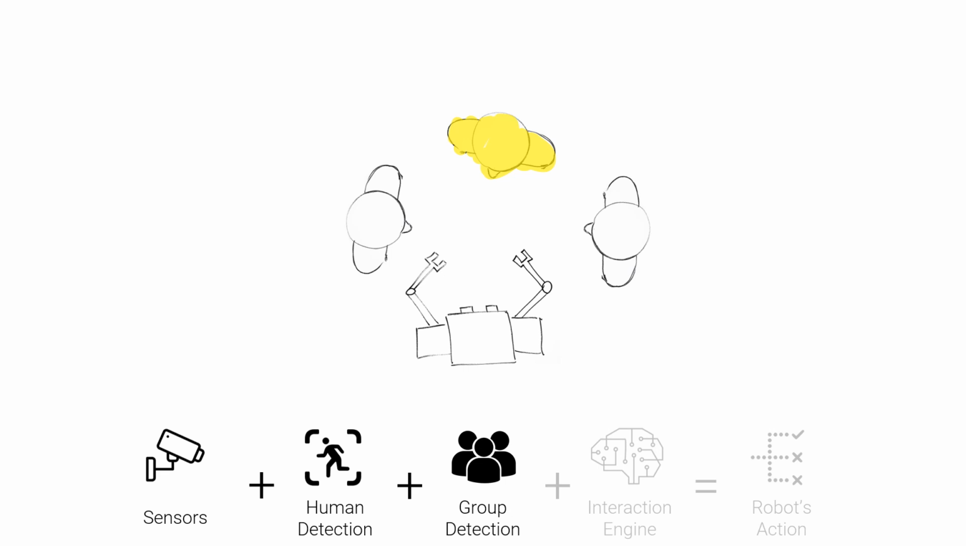The problem is that the first three components are prone to errors. Cameras can be noisy because of the lighting, or they can simply be masked by an object. Because of the noisy input, the output of the human detection algorithm might not be accurate, same as the formation detection algorithm.